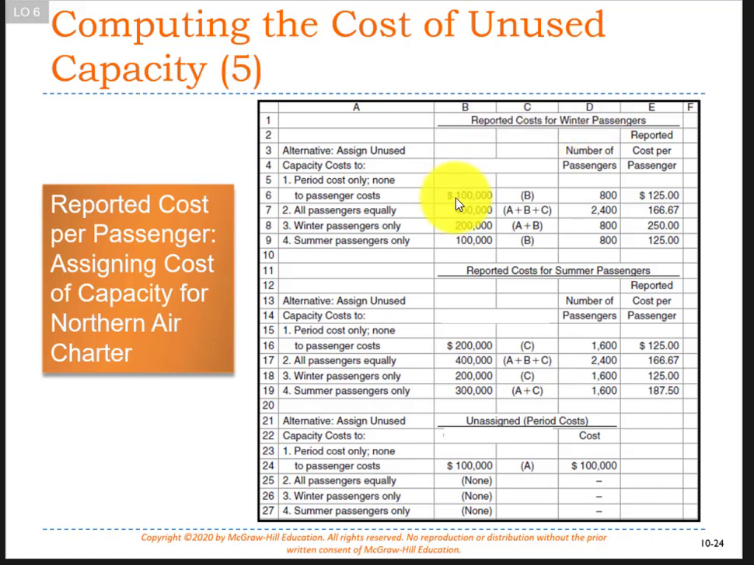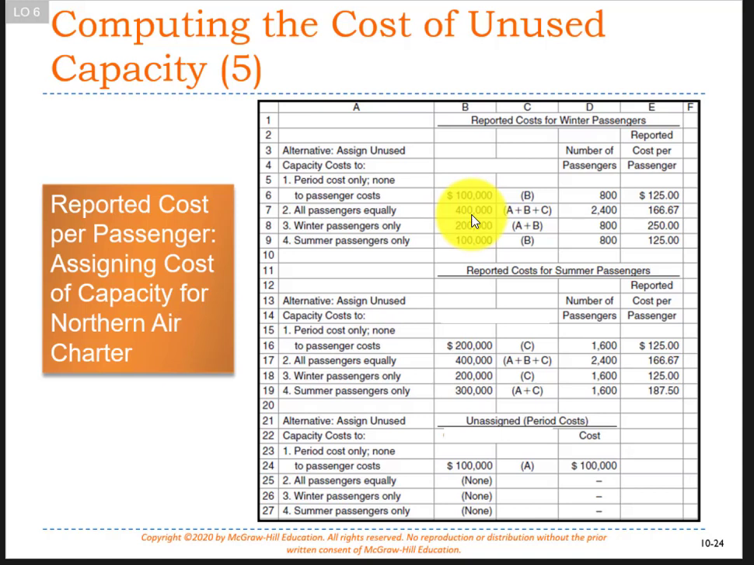what if we assign all of the excess capacity costs just to the income statement? We don't even count it as a cost of our passengers. Okay? All right, so if we do that, then the cost for winter passengers is just the other 100,000 for the time that we're actually flying in the winter. All right?